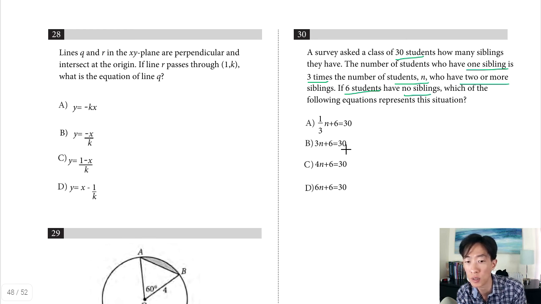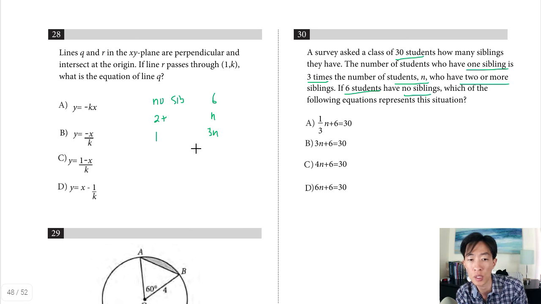So the easiest way to do this is to realize that, hey, we have 6 students who have no siblings. So we're going to write 6 students who have no siblings. We have n students who have 2 plus siblings. And then we have 3n students, or 3 times that number, who have 1 sibling. So 1 sibling is 3n.